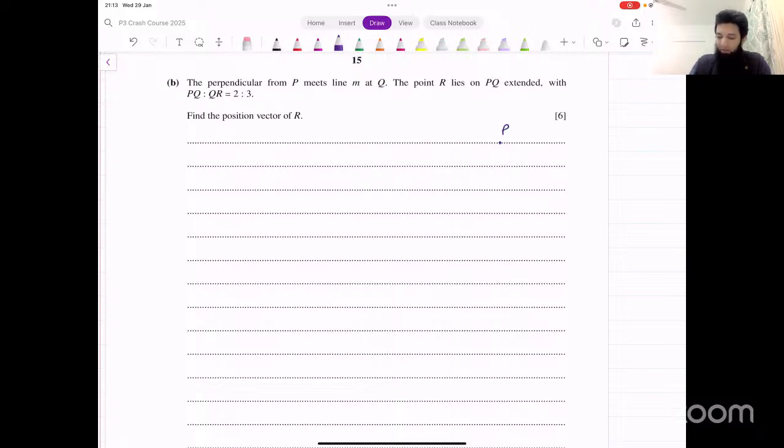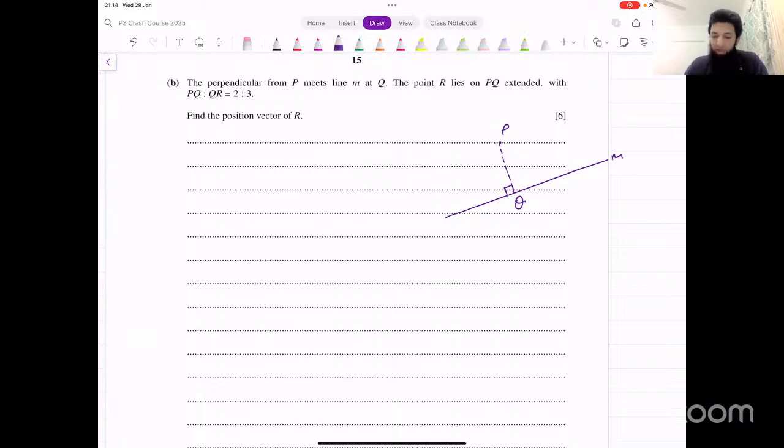That perpendicular meets the line M. So let's draw line M somewhere. Let's say this is line M. This perpendicular meets this line at some point, and they're calling this point Q. Okay, so Q is the foot of the perpendicular coming to the line from the point P.